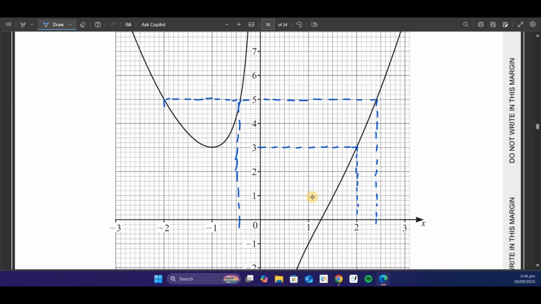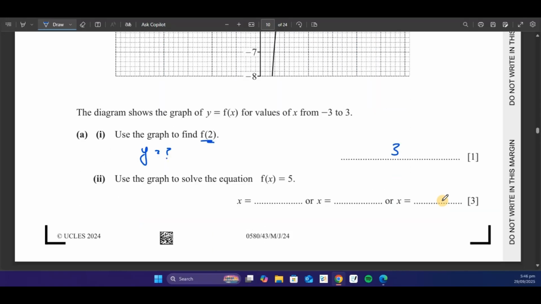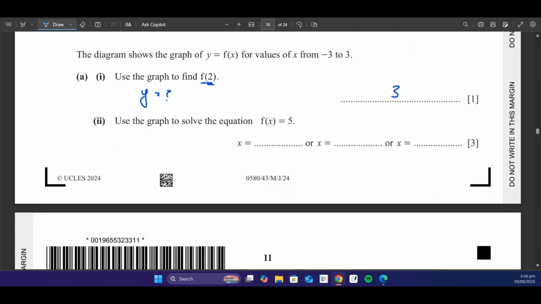Right at this one, this is -2. Alright, so we have three values. So f(x) equal to 5 would give three values of x, which are -2, -0.4 and 2.4. Alright, perfect. Moving on.